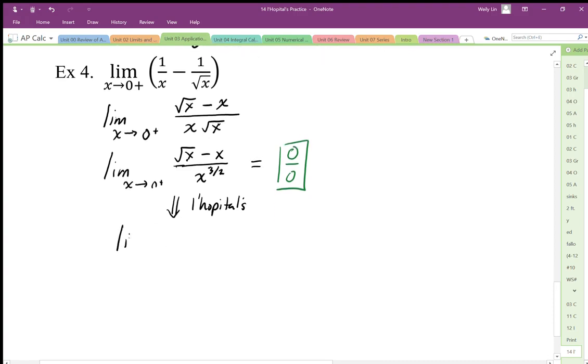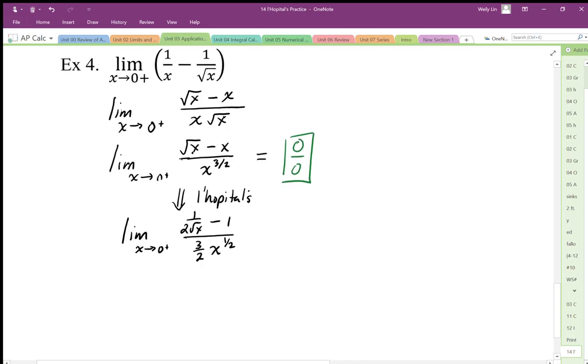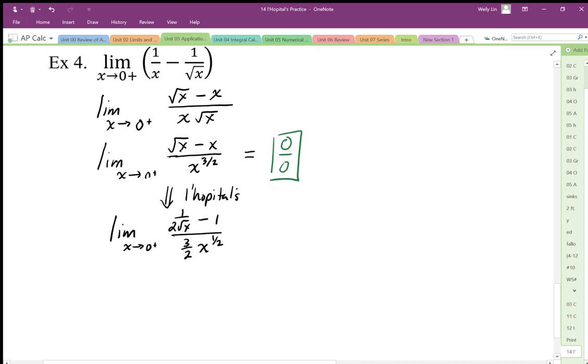So this becomes the limit as x goes to 0. This is going to be 1 over 2 root x minus 3 over 2 x to the power 1/2. Okay, so reduce the power by 1. If I plug in 0, I'm going to end up with infinity over 0, so infinity over infinity or infinity over 0. Okay, let's just simplify this first, but I think we can evaluate this limit.